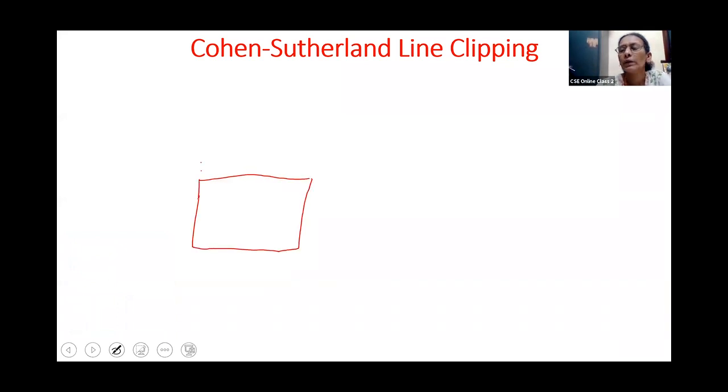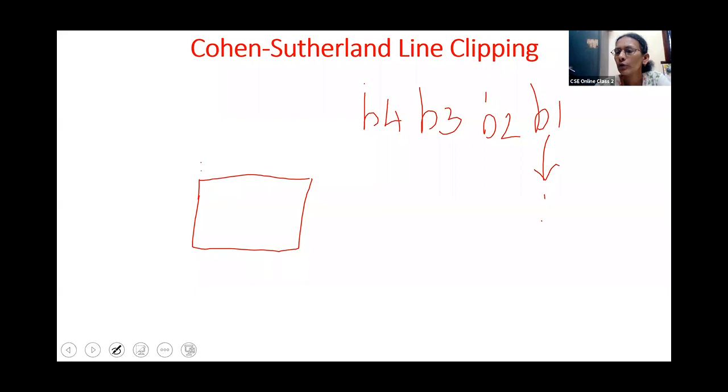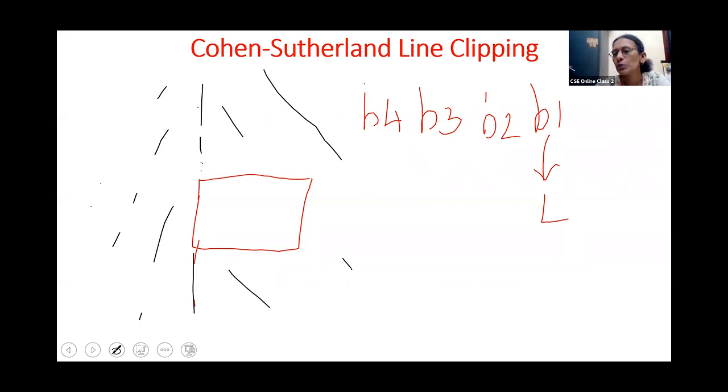We have this as the clipping window. We have 4 bits, B4, B3, B2, B1. This bit stands for the left boundary. Now, this is our left boundary. If a point falls on this left side region, then the bit will be set to 1. For points which are to the right, that is this side, this bit will be set to 0. So bit 1 tells whether the point is to the left of the left boundary or to the right of it.